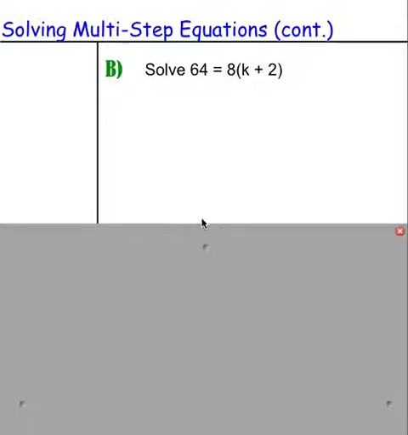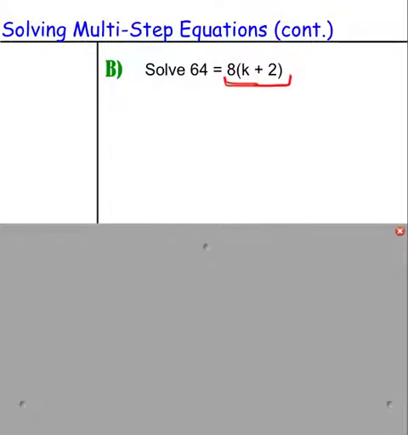times the quantity k plus 2 a chance. However, if you're struggling with it, don't fret because it is different. So let's go ahead and do this together. The first thing that I notice is that I see that I've got this 8 times the quantity k plus 2. That is something that we've seen before, but not in an equation.